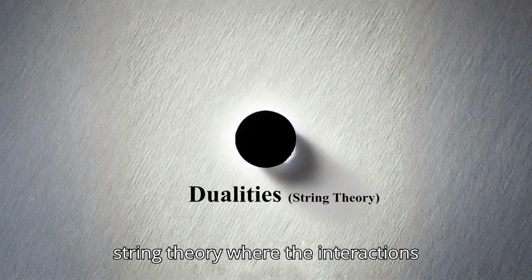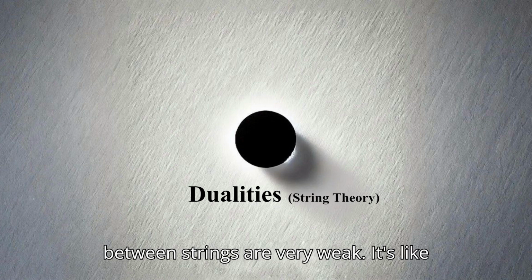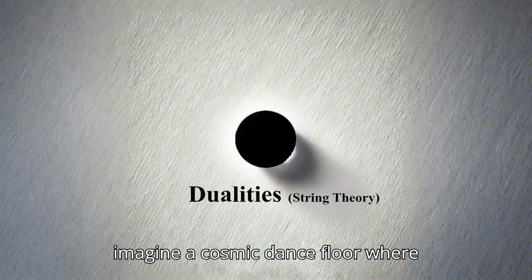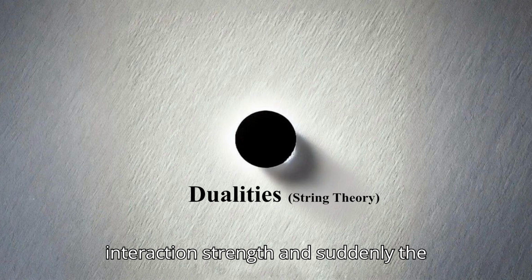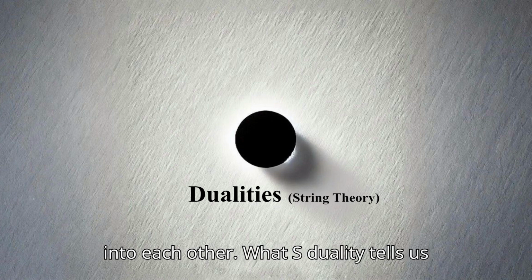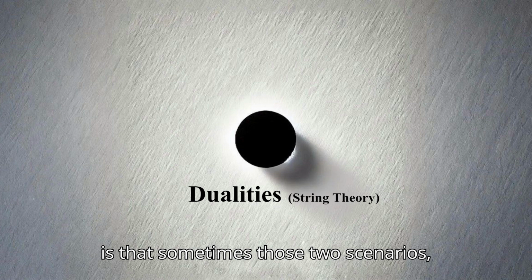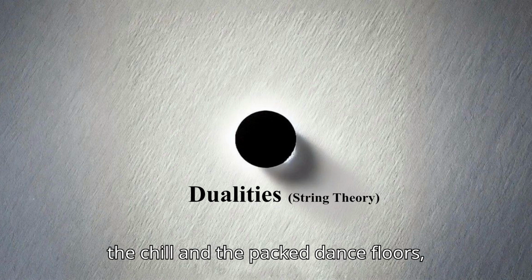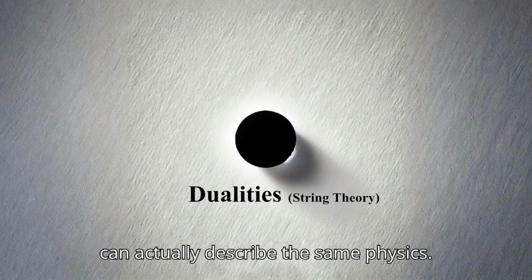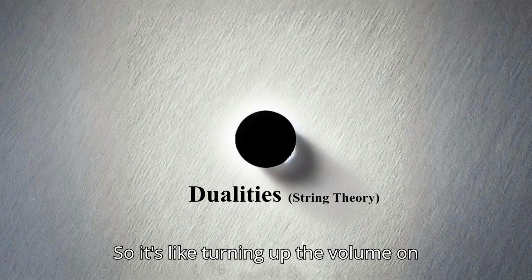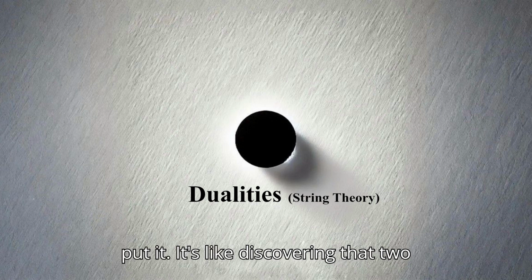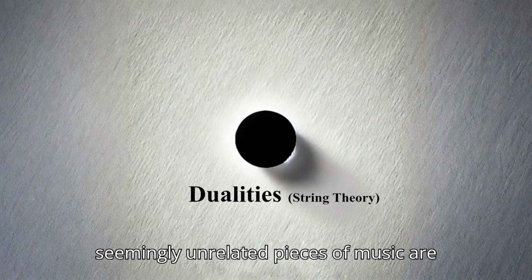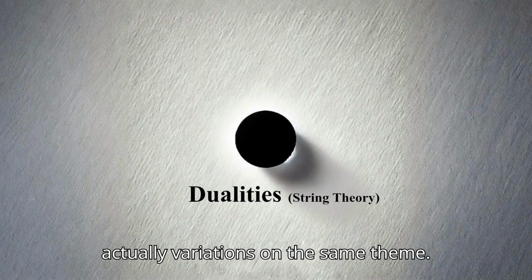Imagine we have a string theory where the interactions between strings are very weak. It's like a cosmic dance floor where everyone's keeping their distance. Got it. So like a very chill dance floor. Exactly. But now, crank up the interaction strength, and suddenly the dance floor is packed. Everyone's bumping into each other. What S-duality tells us is that sometimes those two scenarios, the chill and the packed dance floors, can actually describe the same physics. So it's like turning up the volume on those fundamental forces, but ending up with the same song, just played at a different intensity. That's a good way to put it. It's like discovering that two seemingly unrelated pieces of music are actually variations on the same theme.